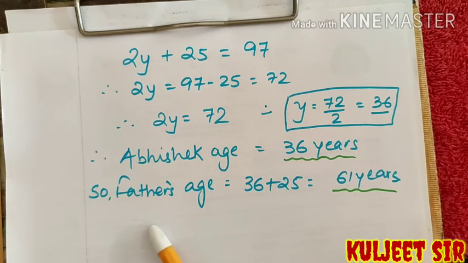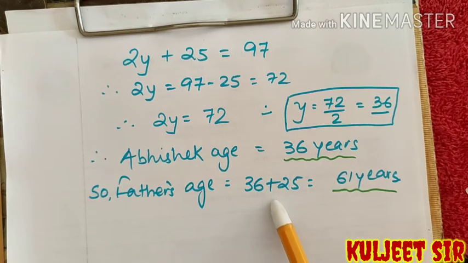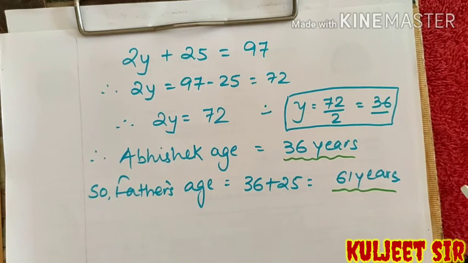And his father's age is Abhishek's age plus 25 years. So his father's age is 36 plus 25, which is equal to 61 years.